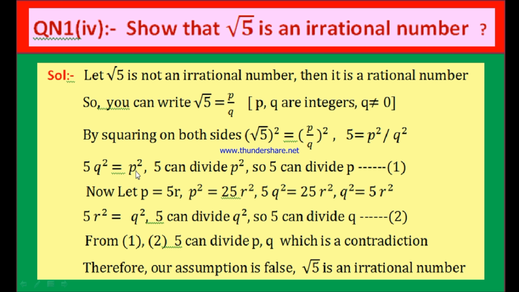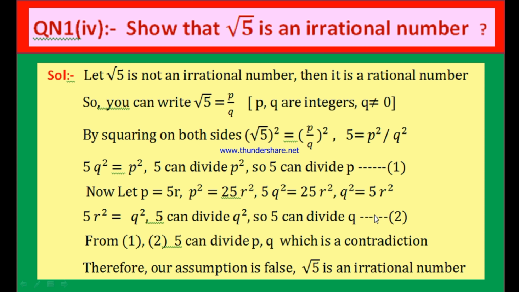But we know that p square is equal to 5q square. Therefore 5q square is equal to 25r square, or q square is equal to 25 divided by 5, which is 5r square. Q square is also in the form of 5 into something. Therefore q square can be divided by 5, or 5 can divide q square, and 5 can divide q. This is the second result.